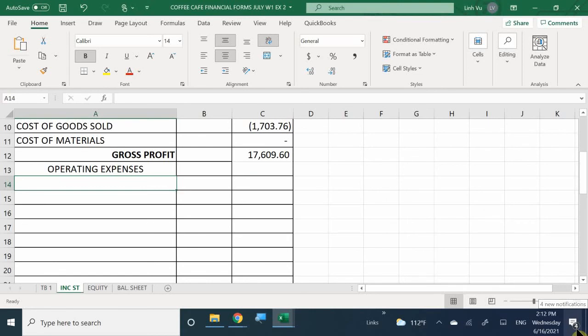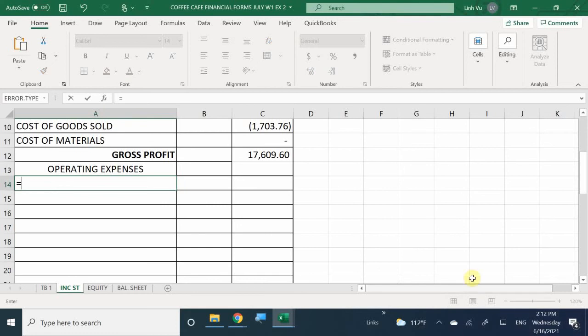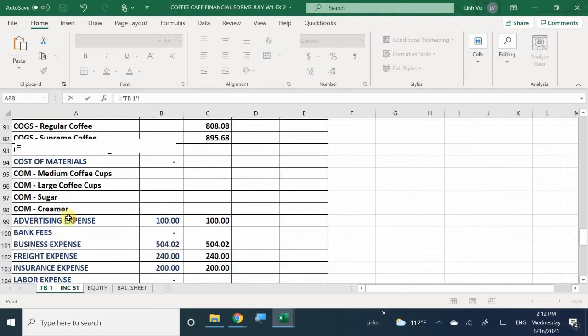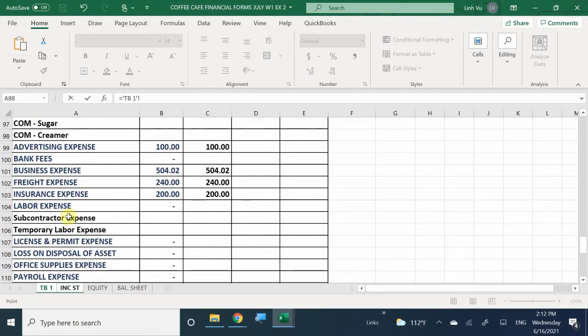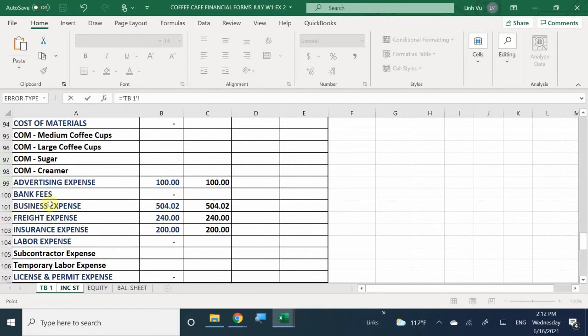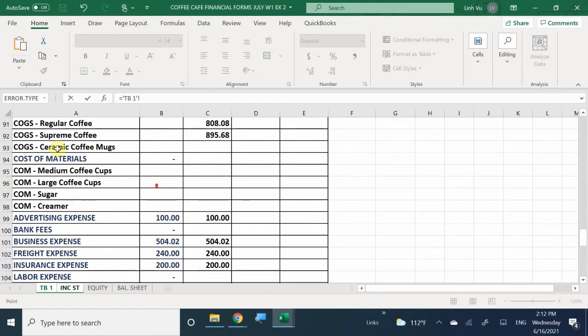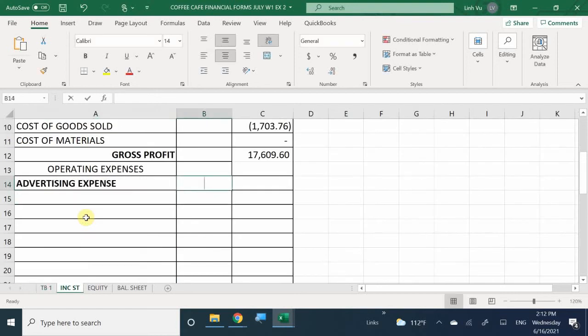Operating expenses. Hold on, let me format this real quick. Okay, so what's my first operating expense? Advertising. Yep, advertising expense. For how much? 100.